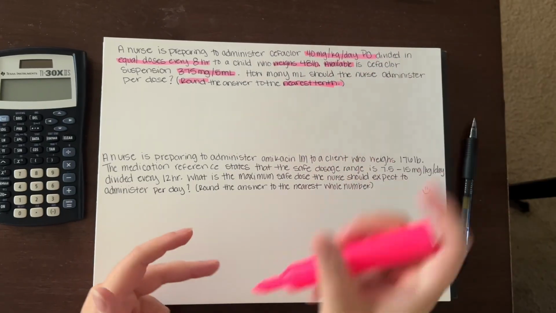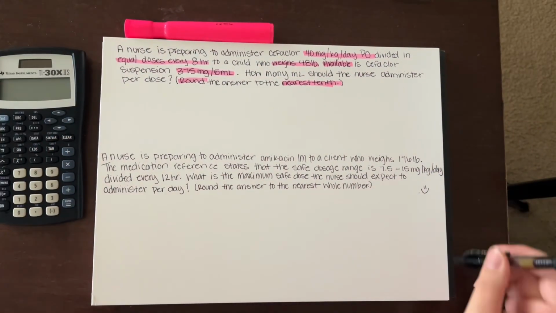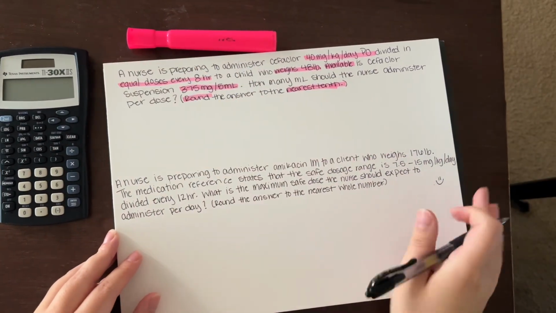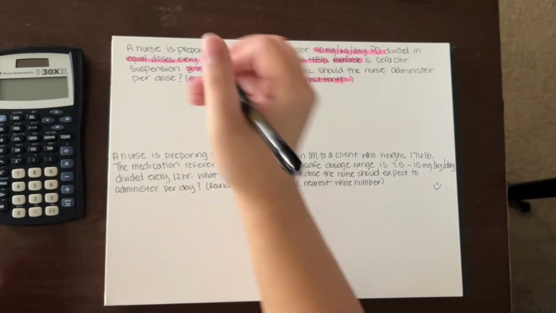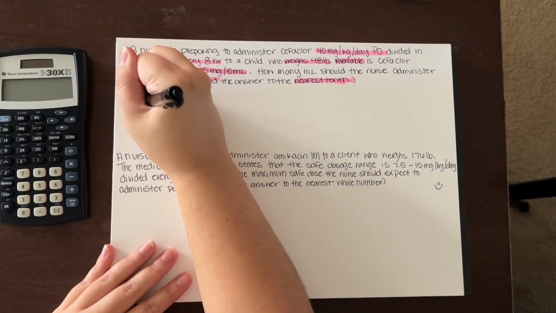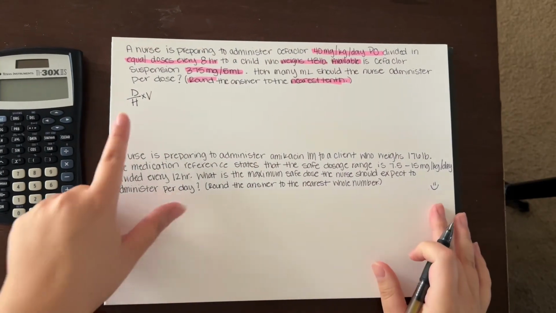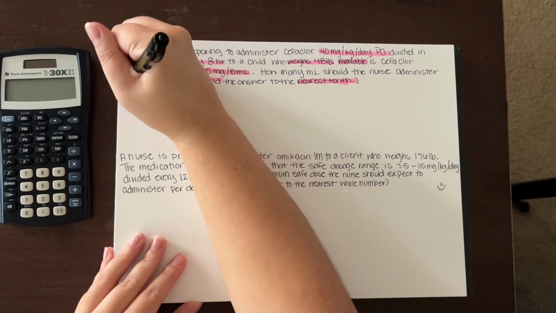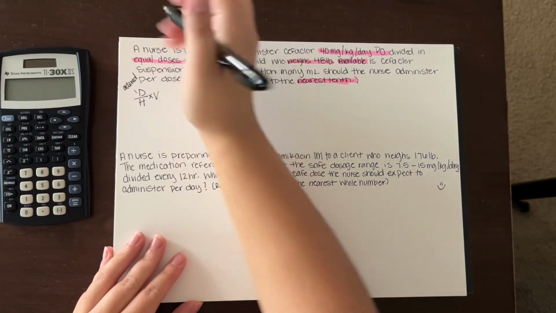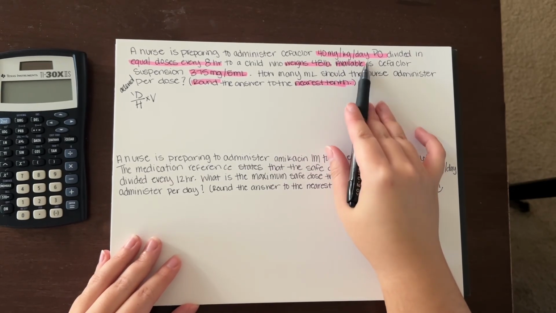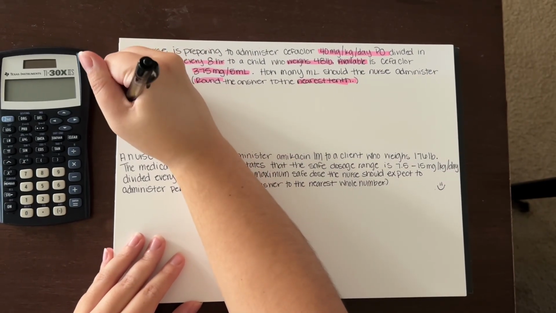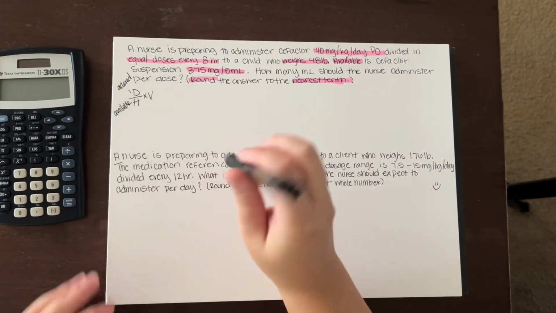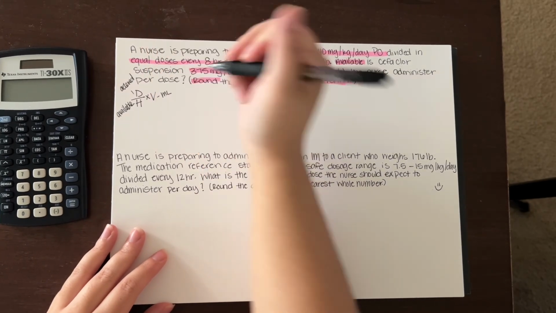Okay, so first, I'm just gonna preface, everybody learns a different way. I learned desired over have times volume. So that's the way I learned. On the top is gonna be what you're ordered to do, which is that 40 mg per kg per day. And then have is gonna be available. And then volume, it's usually in mLs.